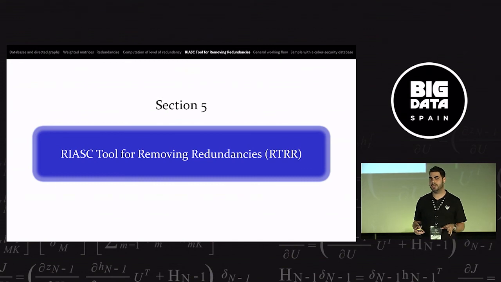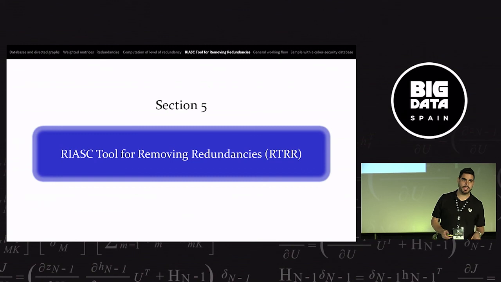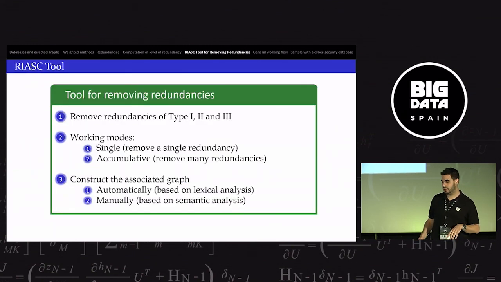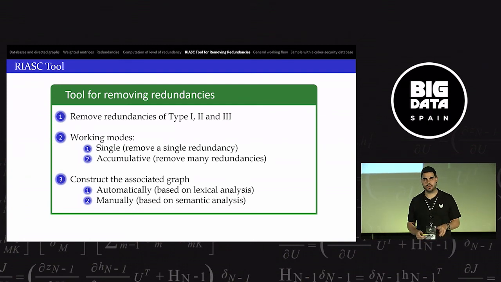Good morning. Welcome to the talk. We're going to see now how all the concepts that my partner Ángel has explained have been applied to our tool. The tool has been coded in Python 2.7. It has been called RIAS tool, for removing redundancies, and it has 3 main features.